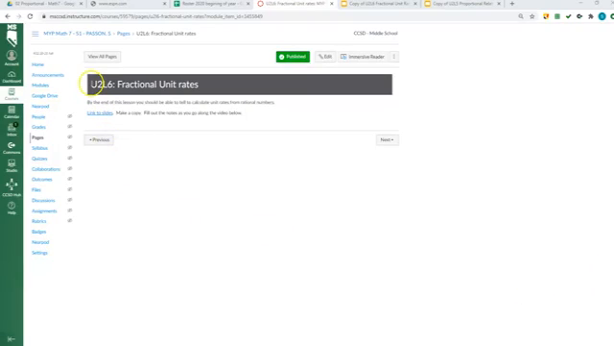Today we're going to go ahead and cover Lesson 6 in Unit 2. We're in our Proportional Relationships unit, and today we're going to talk about fractional rates.